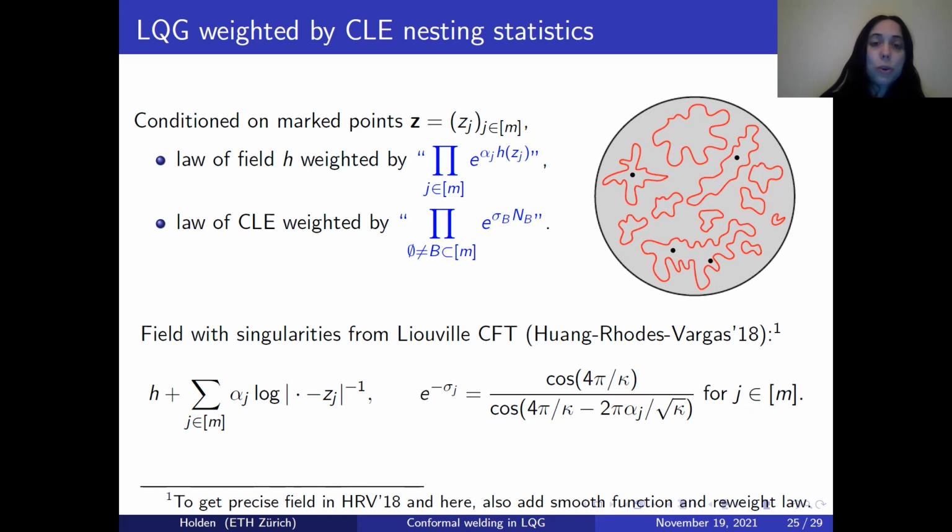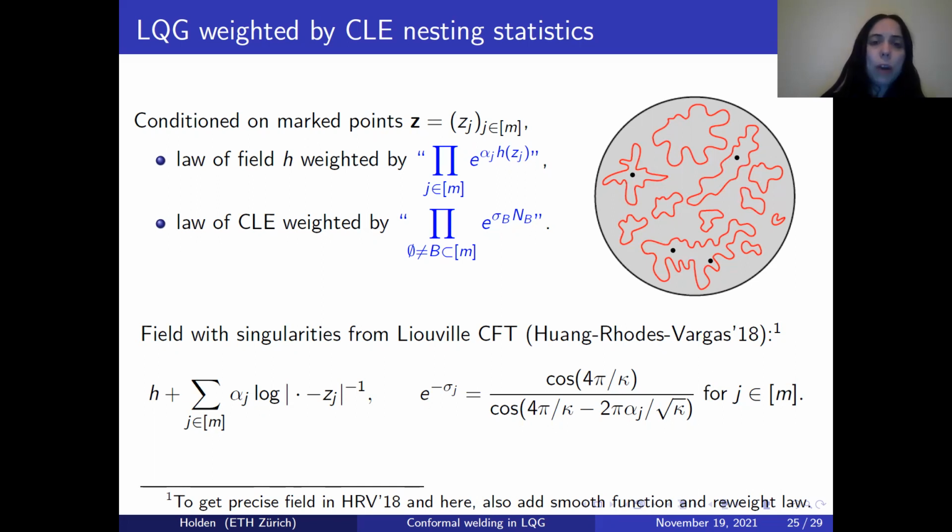And it's not so hard to argue via Girsanov's theorem that doing this reweighting corresponds to adding logarithmic singularities to the field. So the field, which appears in the scaling limit result, will have logarithmic singularities at each of these 4 marked points. The resulting field actually happens to be exactly the field which arises in the setting of Liouville CFT, and which was defined rigorously in the work of Huang, Rhodes, and Vargas.